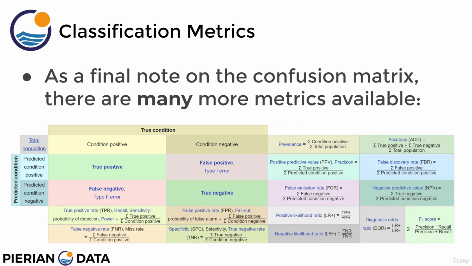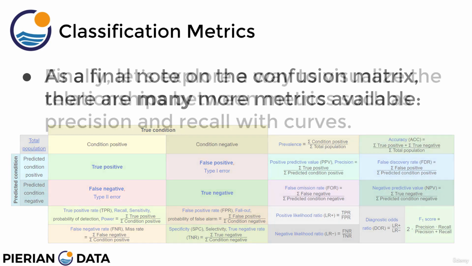Now, as a final note on the confusion matrix, there's actually many more metrics available than just recall, precision, and accuracy. And you can check out the Wikipedia page for many other metrics, all stemming from the confusion matrix. Things like positive likelihood ratio, negative predictive value, etc. And many of these are used in the medical field. However, for our discussions on machine learning, we should be fine with just understanding accuracy, precision, recall, and then the blending of precision and recall through the F1 score.